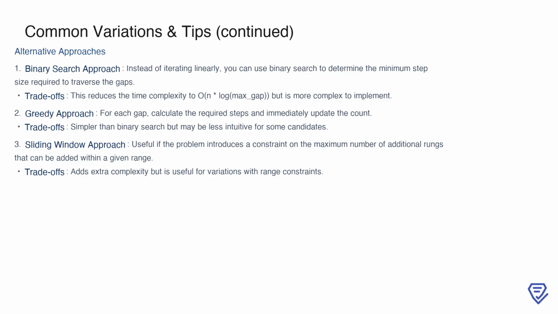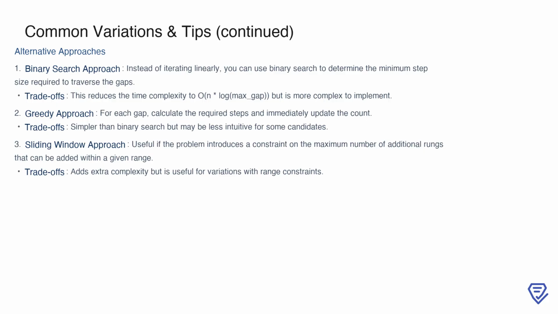There are alternative approaches to solving this problem, each with its own trade-offs. A binary search approach can be used to determine the minimum step size required to traverse the gaps. This method reduces the time complexity to log max_gap, but it is more complex to implement and may not be as intuitive. Another option is the greedy approach, where you calculate the required steps for each gap and update the count immediately. While this method is simpler, it may require a clear understanding of how to handle each gap independently.